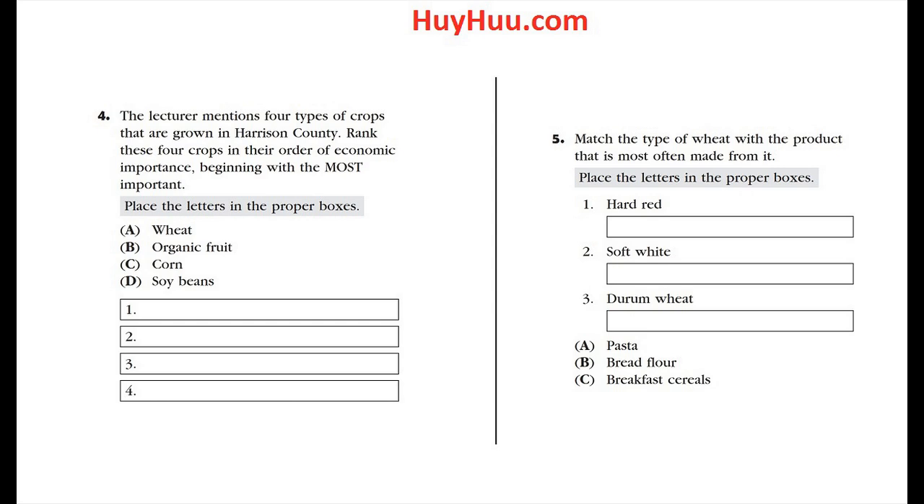Number 4. The lecturer mentions 4 types of crops that are grown in Harrison County. Rank these 4 crops in their order of economic importance, beginning with the most important. Number 5. Match the type of wheat with the product that is most often made from it.